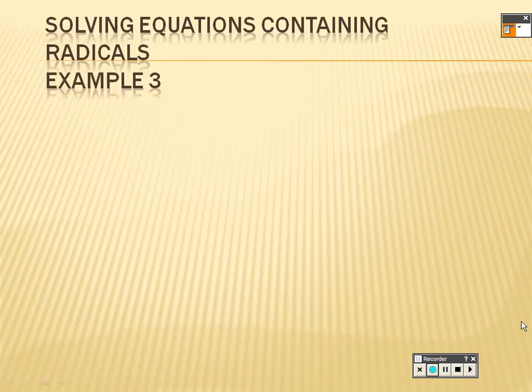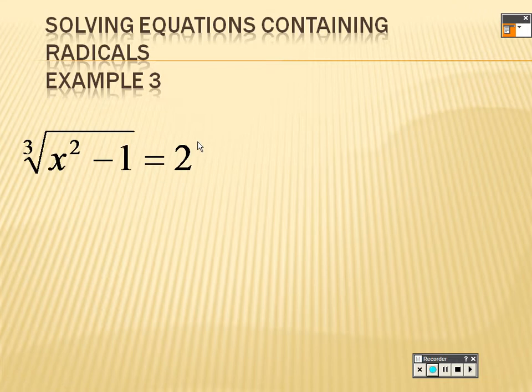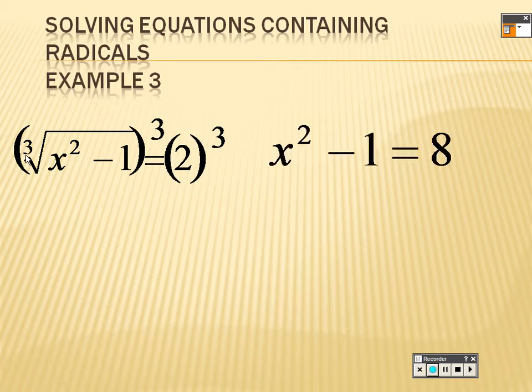Solving equations containing radicals. So example 3. This is the cube root. So to get rid of the cube root, the opposite is cubing both sides. That'll get rid of the cube root, right? So I actually have x squared minus 1, to the third, equals 8, right? So x squared minus 1 equals 8. Because the opposite of cube rooting something is the cube. The opposite of fourth root is the fourth power. The opposite of fifth root is the fifth power, and so on.